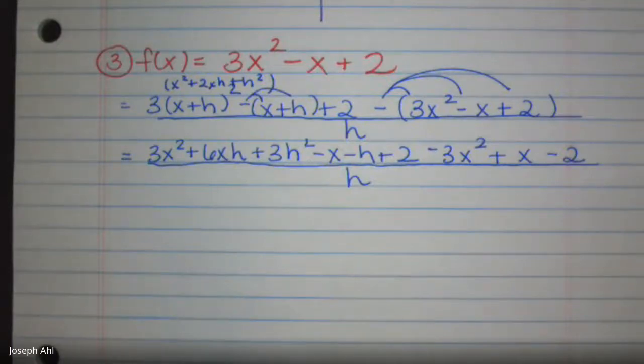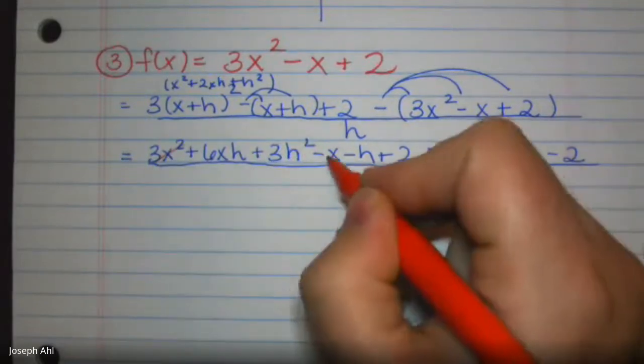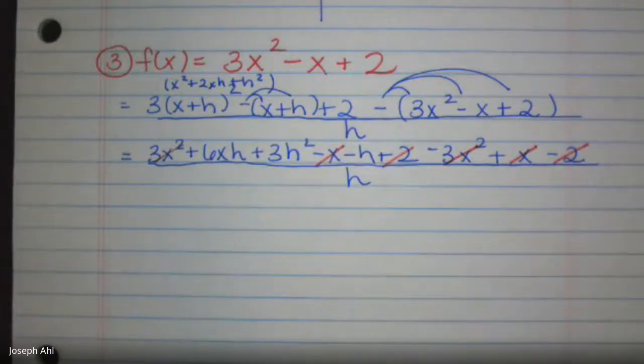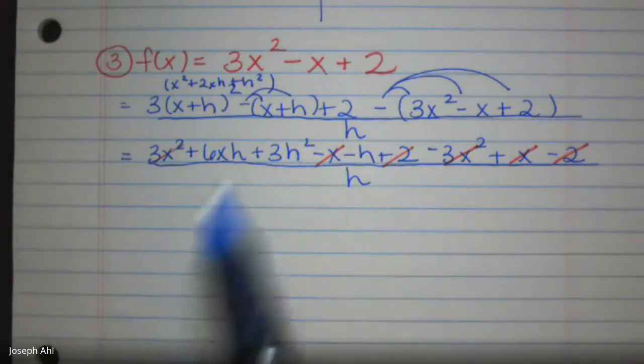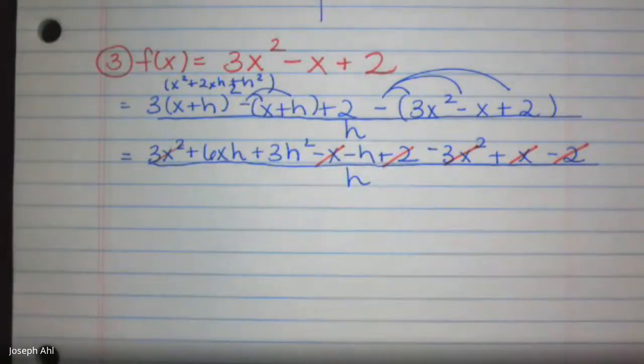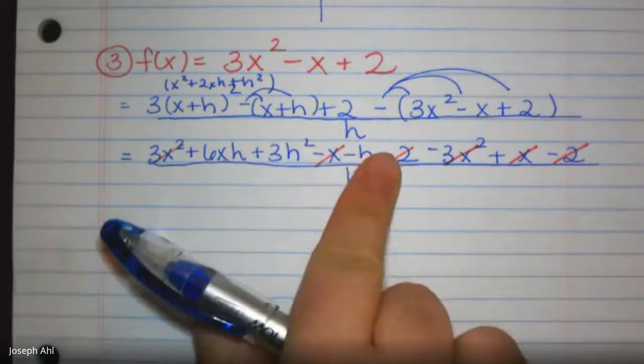Now we get to do the fun step, in my opinion at least. Who doesn't love crossing off terms, right? 3x squared and negative 3x squared go away. Negative x, positive 2, negative 2. All of that cancels out. And how do I know if I'm on the right track? Well, we know we're on the right track if everything left has an h in it, and it certainly does. We have 3 terms in the numerator, 1, 2, 3, all of which have h.